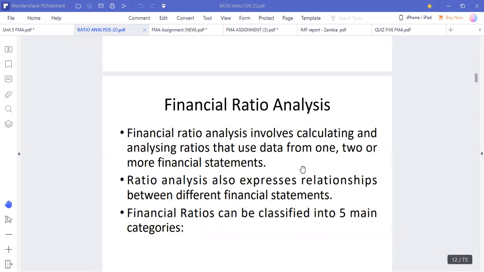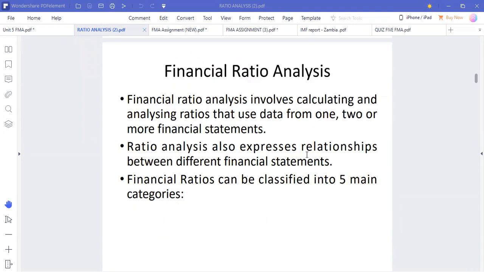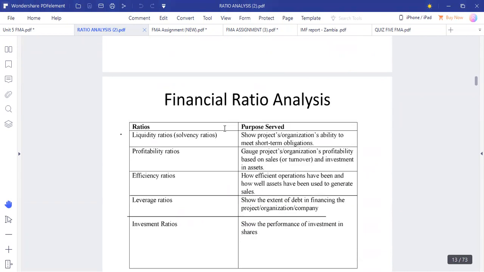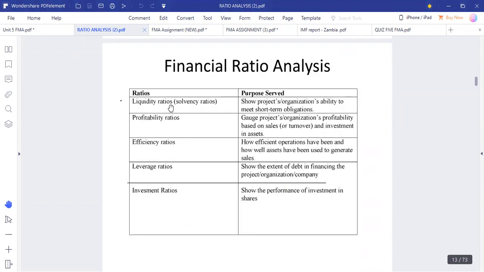So ratio analysis involves calculating and analyzing ratios from one data to another. Ratio analysis is mainly about relationships. There are 5 main categories of ratios that we need to take note of. There's the liquidity ratio, which looks at how the firm has the ability to meet its short-term obligations.